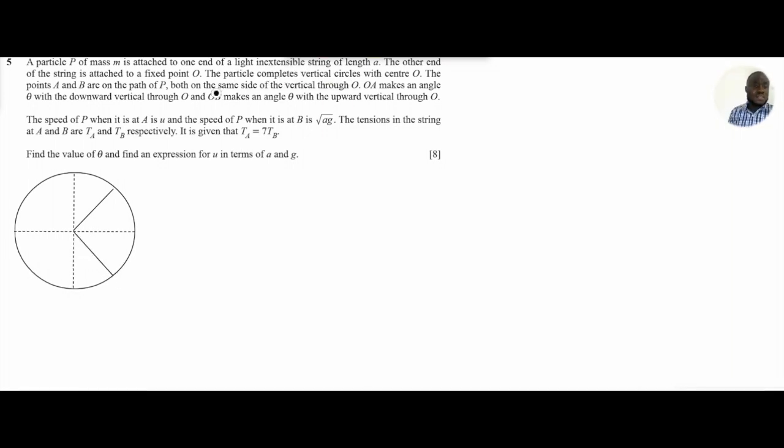Great, so we have this circle, and the particle P, whose mass is m, is attached to one end of a light inextensible string of length a. I mean, the distance from the center O to where the particle P would be is a.